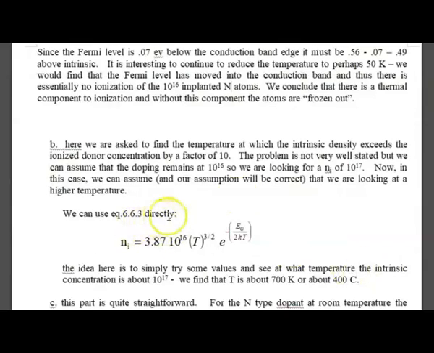Okay, so here we are asked to find the temperature, part B, at which the intrinsic density exceeds the ionized donor concentration by a factor of 10. I would claim the problem is not very well stated, but we can assume that the doping concentration remains at 10 to the 16th, and we're at room temperature. So we're looking for an N sub I of 10 to the 17th. That was B, when the intrinsic concentration exceeds the doping concentration by a factor of 10. So once we realize that, it's just a matter of doing the calculation.